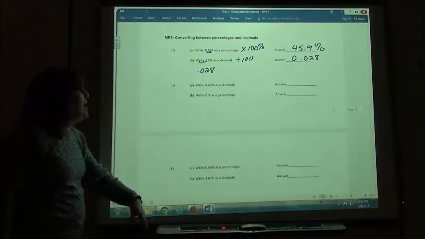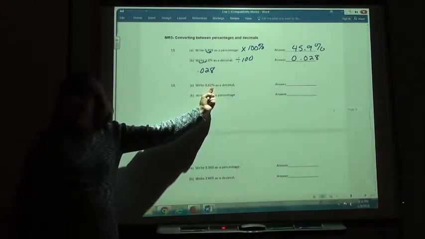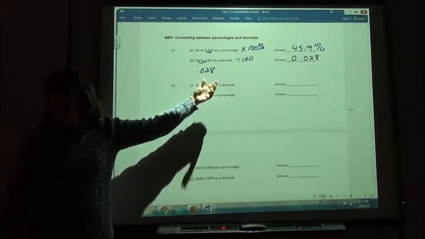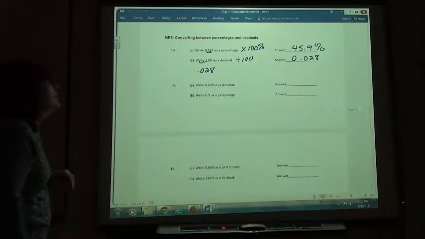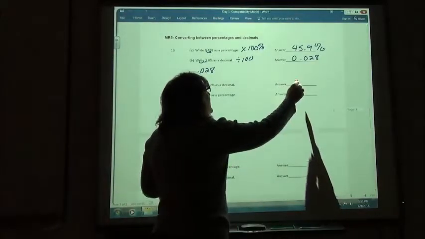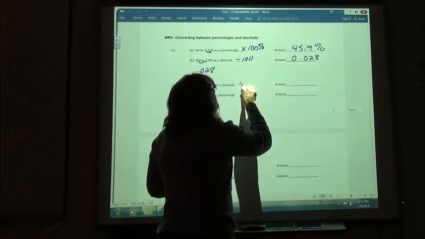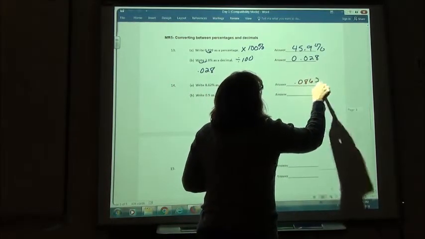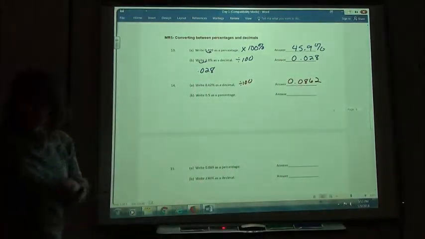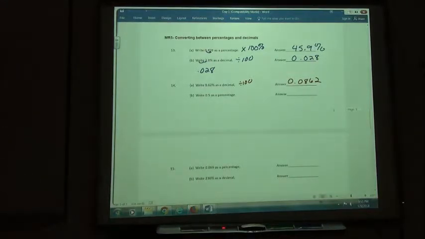So on number 14, if I want to remove my percent sign again, I'm going to divide by 100, and so what would I end up with? 0.0862, and just for fun, I'll put the 0 in front since that's how they like it.